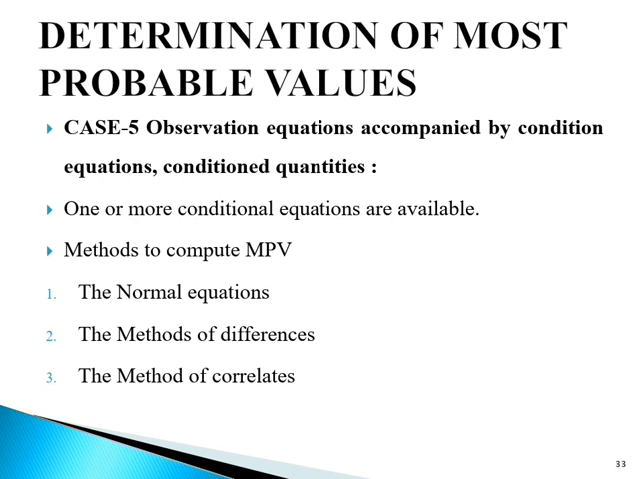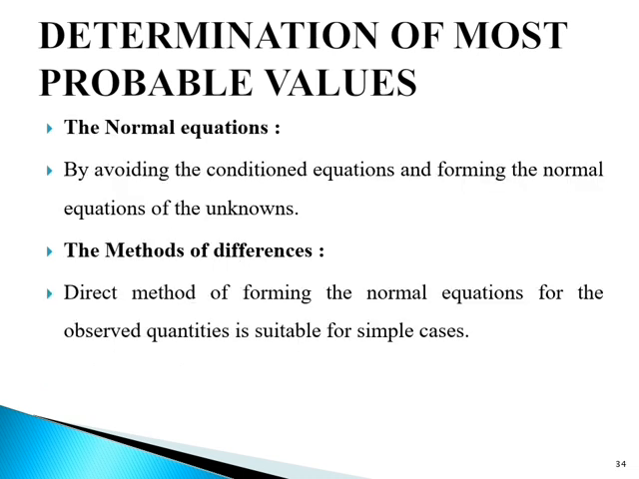Next is case 5. Observation equations accompanied by condition equations and condition quantities. In the case of condition quantities, one or more conditional equations are available in addition to the observation equations. When the observations are a combination of observation equations and condition equations, the most probable values may be obtained by the following methods: the normal equation, second the method of differences, and third the method of correlates. So let's see it.